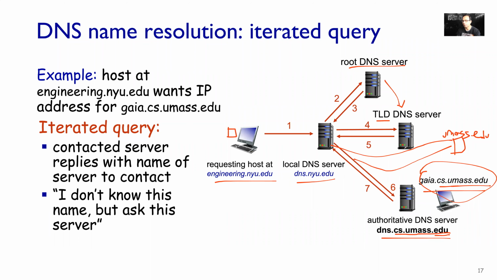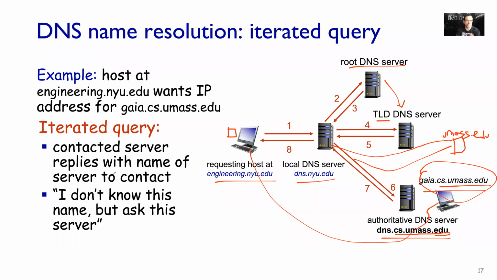None of them have the IP address. It's only the authoritative DNS server which has the actual IP address you're requesting, because it is the authority for that domain, for the CS domain, right? And then finally, the local DNS server will pass on that reply to you, and then your client can set up a TCP connection with this machine and request the web page, right?